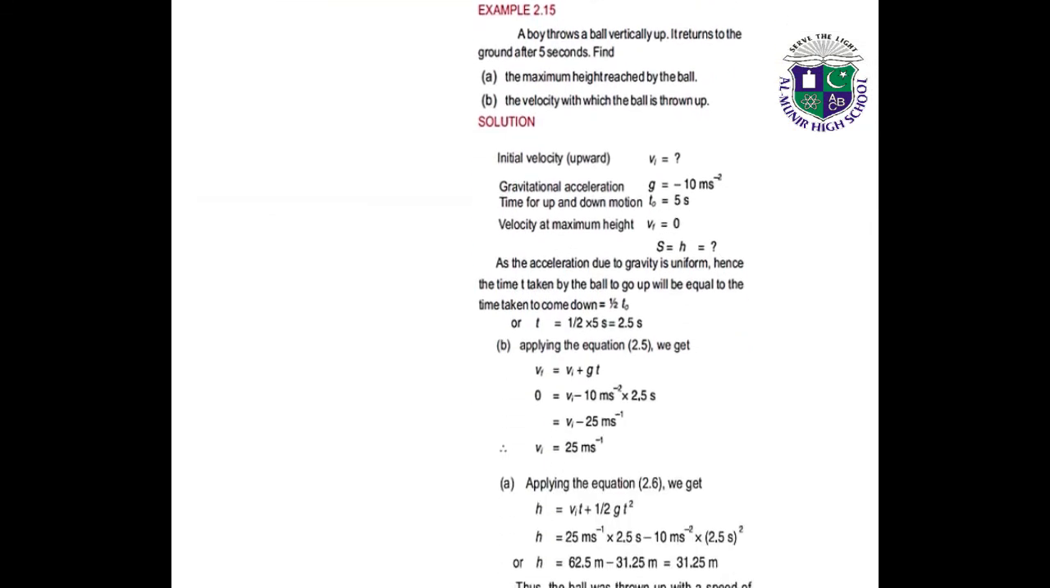Look at example 2.15. In this statement, we have to find out the initial velocity. Gravitational acceleration, we know about the gravitational acceleration. Time for up and down motion is given. Velocity at maximum height is 0. We have to calculate the height and initial velocity.